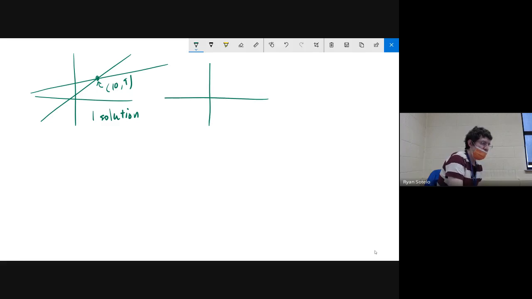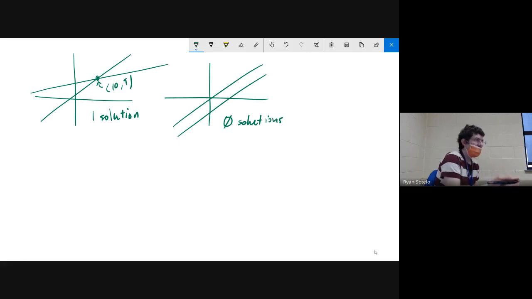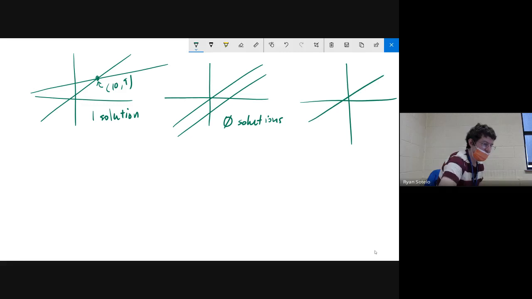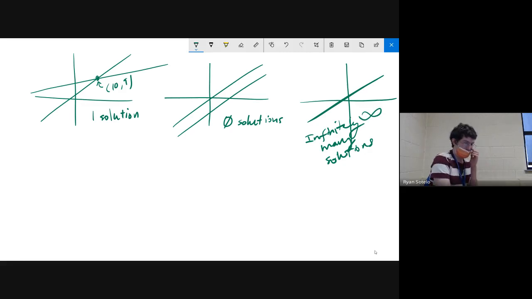There could be the case where the lines are parallel and they never cross. And in that case, you'll have 0 solutions. The other situation you could have is where the 2 lines, when you graph them, they might look different, but when you graph them, you get the exact same line. They completely coincide. And in that case, we would say infinitely many solutions, or infinity solutions. So here, every single point is a solution because they cross everywhere. They're the same line. Here, they don't ever cross. There's no solution. And here, there's one solution. These are the 3 possibilities.